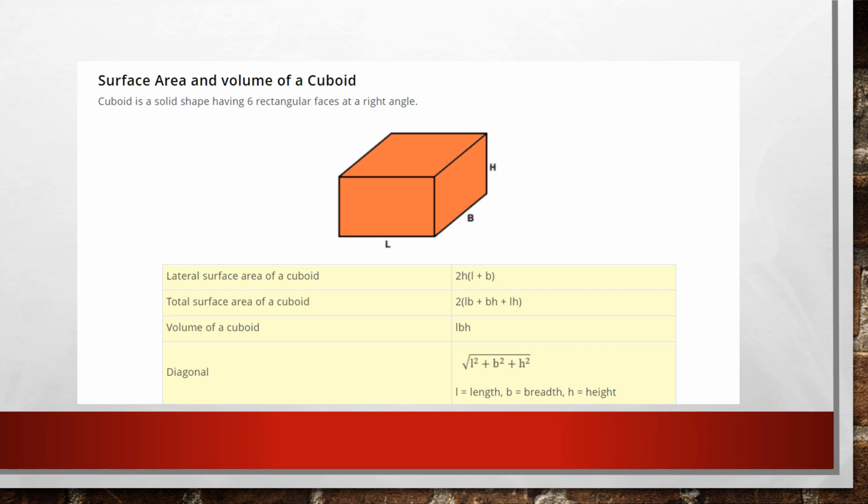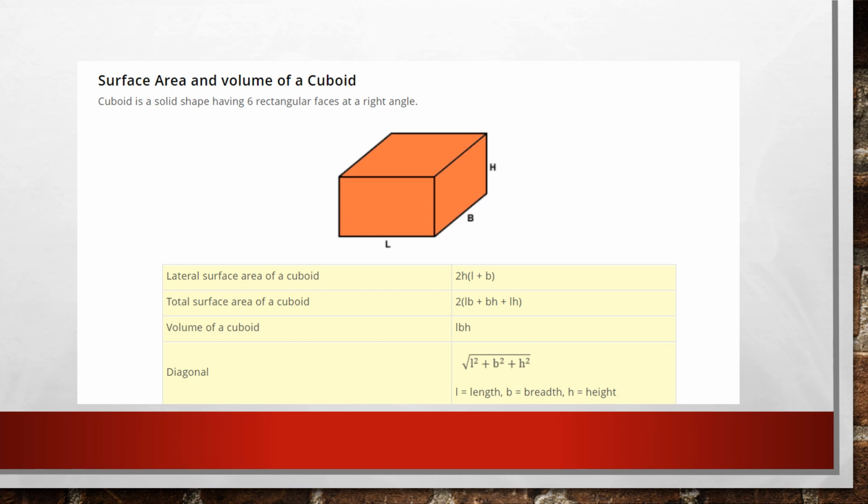Next, it is the cuboid. Here also we have 6 rectangular faces. The lateral surface area means we are not considering bottom and top, so the lateral surface area is 2H multiplied by L plus B. For the total surface area, we consider all faces: LB plus BH plus HL, and twice of it, because we have 6 faces: 2 bottom and top, 2 front and back, 2 sides. So 2 into LB plus BH plus HL. And volume is the multiplication of all sides, L into B into H.